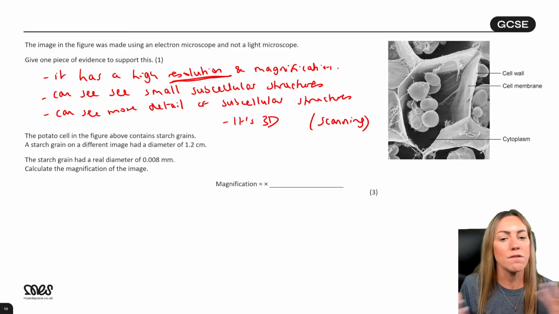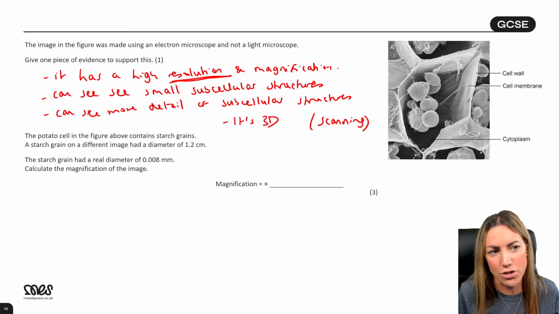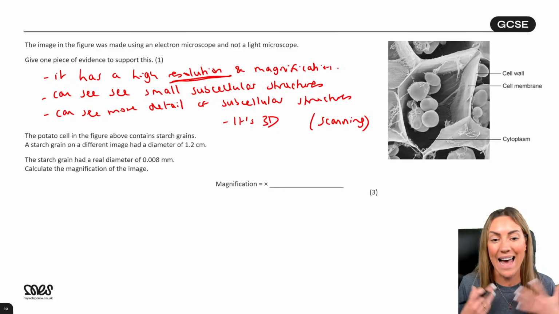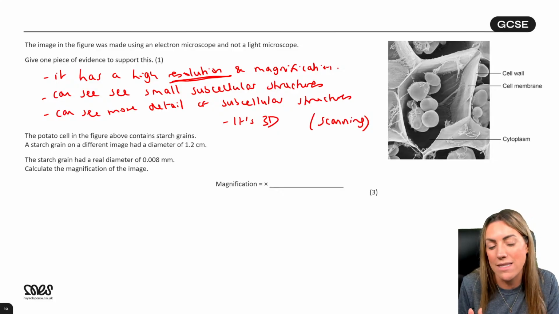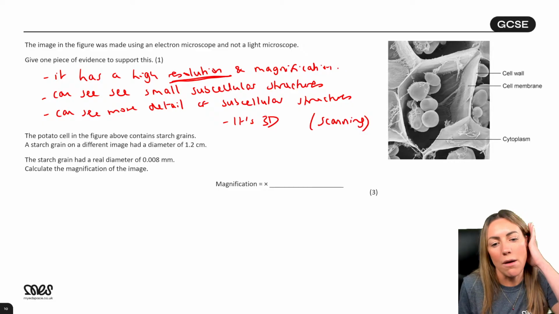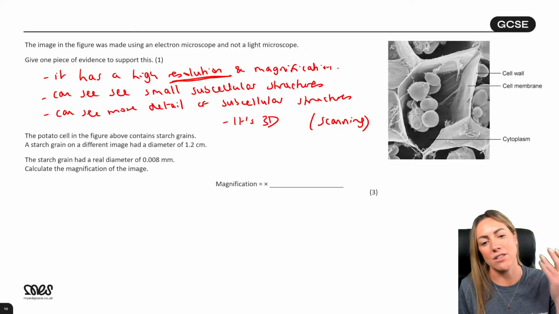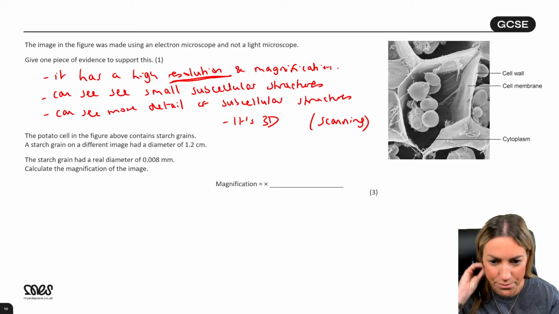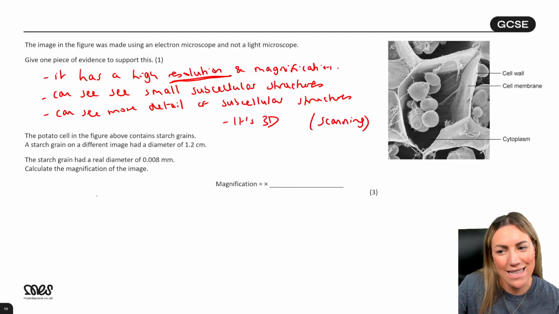Light microscopes obviously have lower magnification, lower resolution. But the benefit of a light microscope is that you can see colour and you can look at living specimens. Whereas with your electron microscopes, they're always black and white and you can only look at dead specimens, because you're putting them in a vacuum because you're using electrons, right? So you can only look at dead things, but electron microscopes have a much higher magnification and a much higher resolution. Right, let's do a maths question.